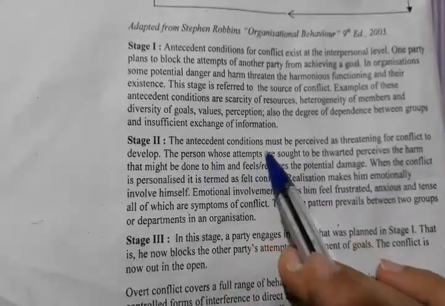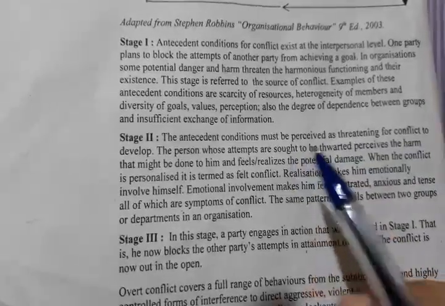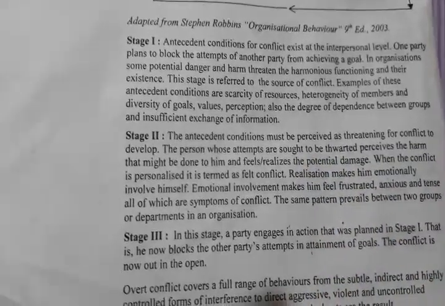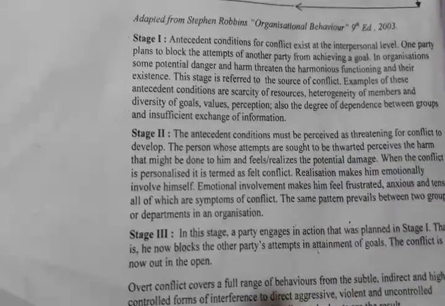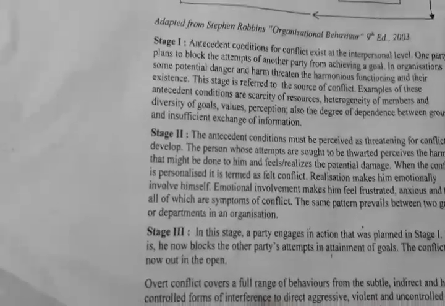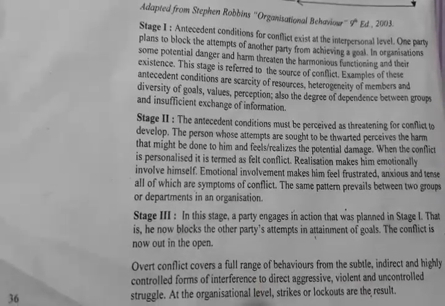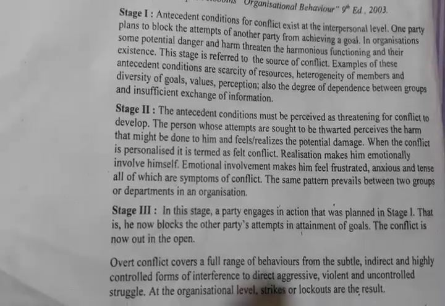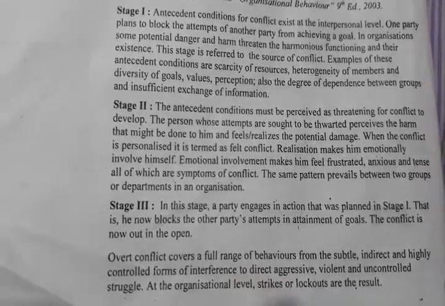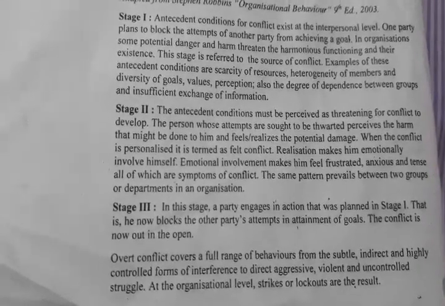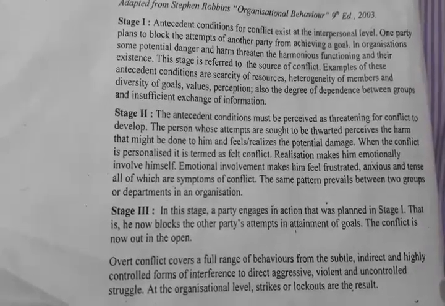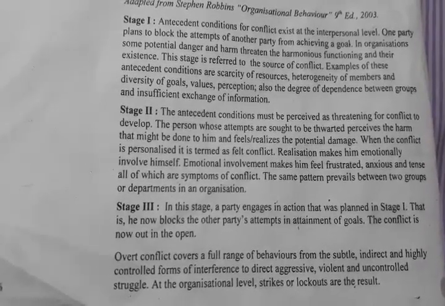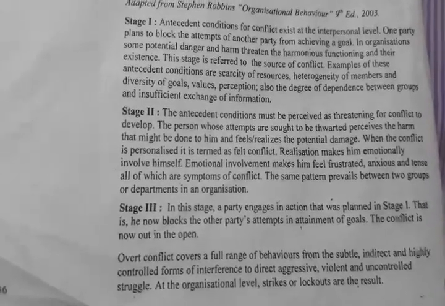स्टेज टू, एंटीसीडेंट कंडीशन. So this is a kind of information that I will be creating the short notes for the section which I am taking. On one part it will be the explanation of the material and the other part it will be the short note. So antecedent condition must be perceived as threatening for conflict to develop. The person who attempts assault with order perceives that might be done to him or feels potential damage.